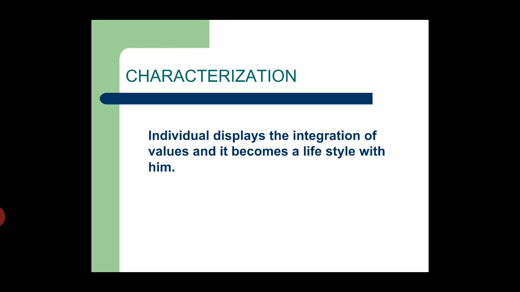Then is characterization. So this is the ultimate values development of the child's behavior. That is, individuals display the integration of values, and not only that, it becomes a lifestyle with them. Not only in the classroom, but wherever they exist in society, they show the same value system which they have learned from the very beginning at the school or classroom level. So this becomes the character of the child. These values become the character of the child. So this is regarding the affective domain given by Bloom's taxonomy.